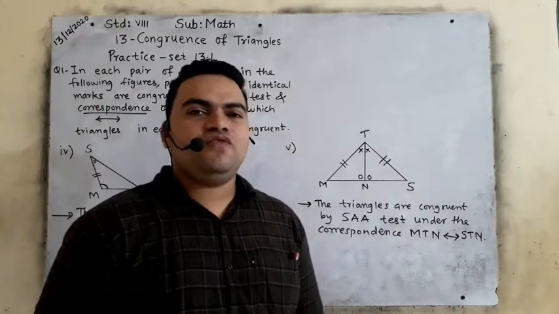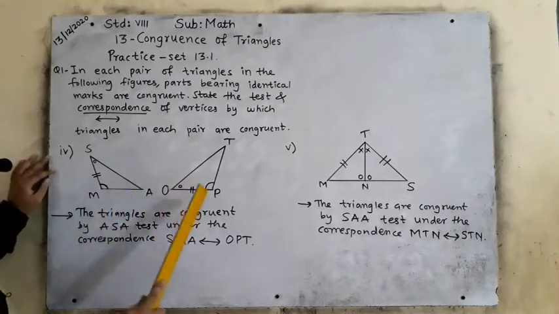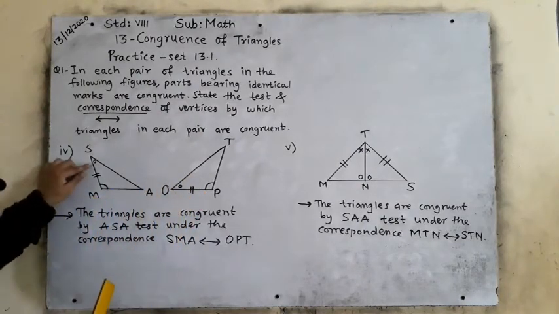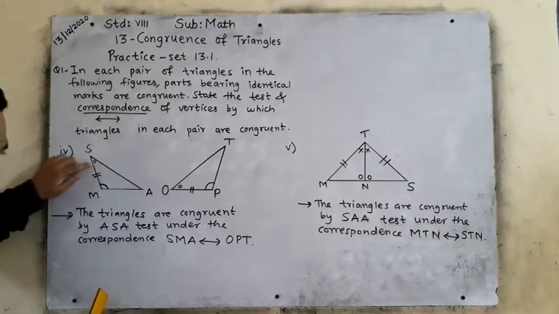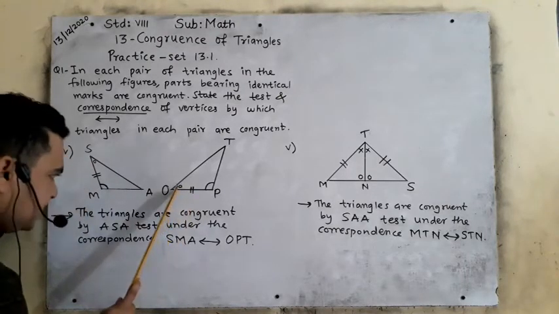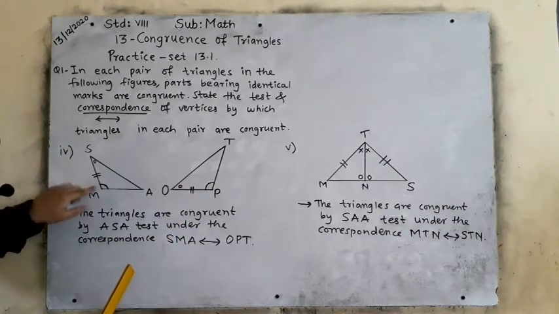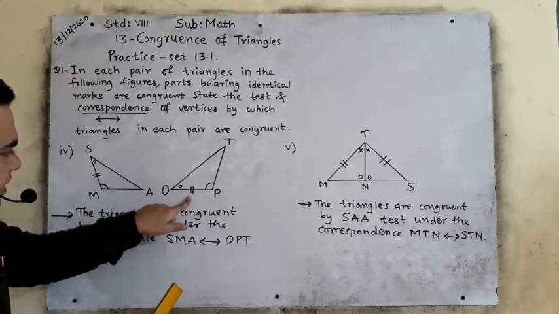So now we will see the fourth and fifth sums of practice set 13.1. See, these two figures have been given to you. Can you please observe this identical mark? See, this is angle, this is side, and this is angle. Here also this is angle, this is side, and this is angle. So this is angle, side, angle, and angle, side, angle.